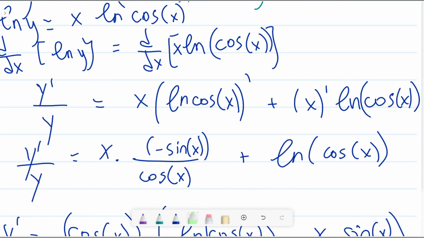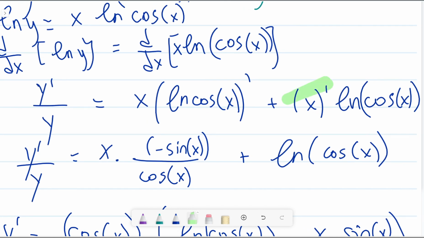So let's compute these derivatives. The derivative of ln of cos of x is the chain rule. So I do the derivative of what's outside. The derivative of ln is 1 divided by x, and I compute it at what is inside, so it becomes 1 divided by cos of x. And then I multiply this by the derivative of what is inside, the derivative of cos of x, which is negative sine of x.